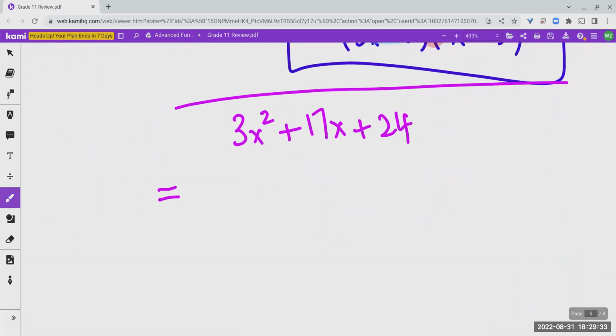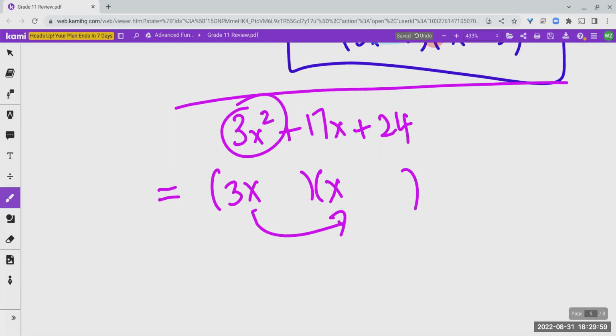What do I do? I know the answer looks like that, right? And luckily, this number A is a prime number. A prime number means the only factors are itself and 1. So it must be 3 and 1. So 3x and x, because this term must multiply to get me that. That's the only x squared in the whole equation. So it must be 3x and x.